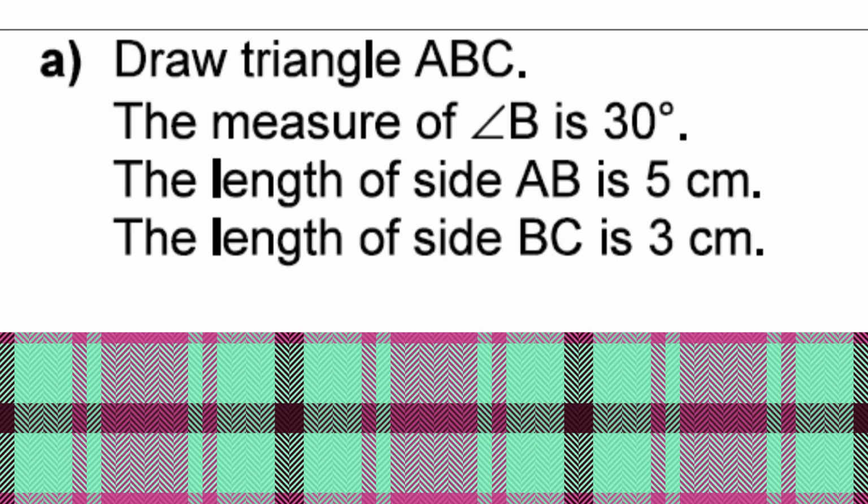Moving on, you need to use a ruler and protractor when drawing triangles. In this question, which you will have something very similar on your test, you are told to draw a triangle ABC. You are given some information about how to draw that triangle. It tells you that the measure of angle B is 30 degrees. The length of side AB is 5 centimeters. The length of side BC is 3 centimeters.